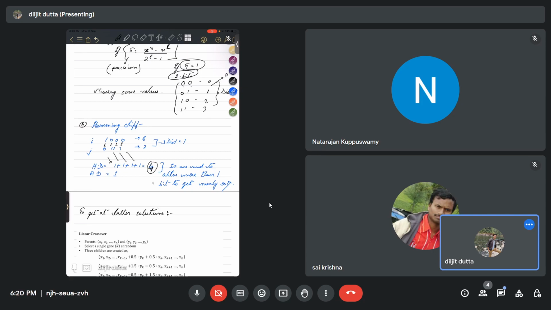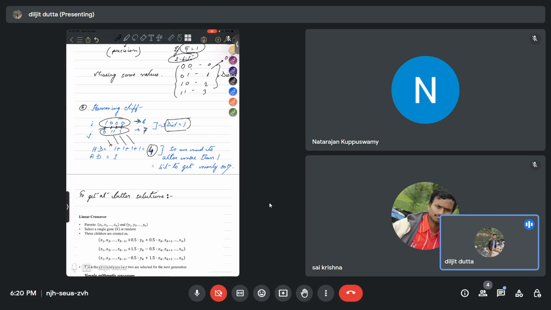But what is the actual distance? If we decode it, our decoded value is 8 for this one, and for this one our decoded value is 7, so the actual distance between the two solutions is 1. So our Hamming distance and actual distance are not similar. When we are doing crossover or mutation, we have to change more than one bit to get a nearby solution. This is the problem when the Hamming distance and actual distance are very far apart.